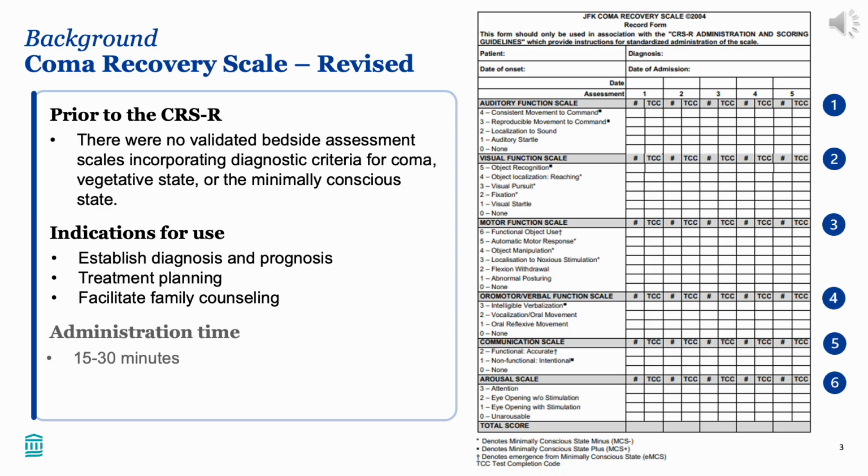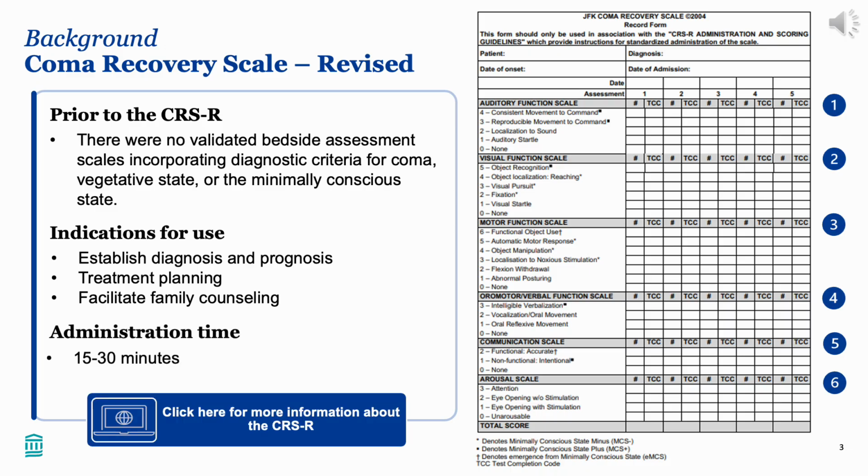The CRS-R addresses these needs through a structured format consisting of 23 items across 6 subscales. These subscales are hierarchically organized to reflect increasing levels of behavioral complexity. The assessment typically requires 15 to 30 minutes to complete, depending on the patient's level of responsiveness.